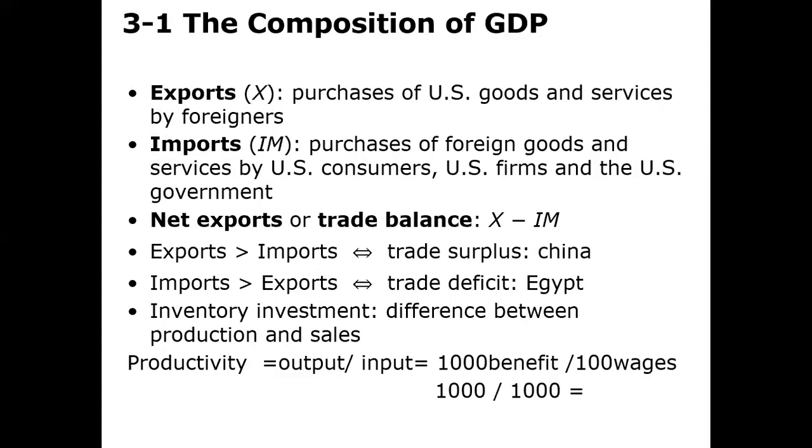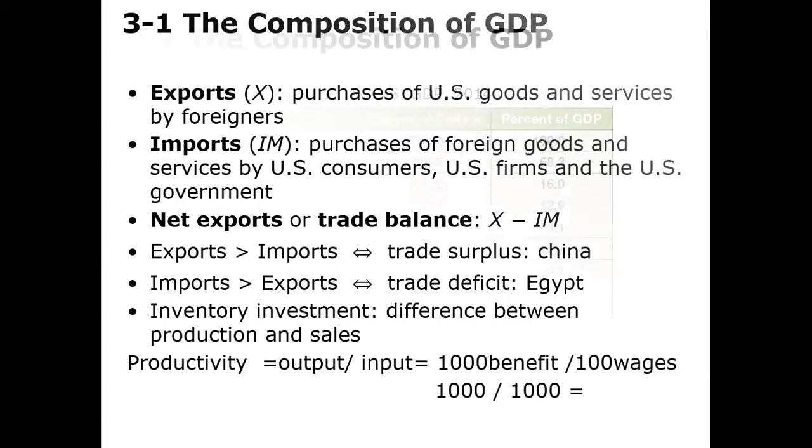So if I have exports more than imports, then this represents a trade surplus, and this is the China case. If we have imports more than exports, we have a trade deficit, for example Egypt and the USA. So productivity is important because this is what is reflected in the GDP.